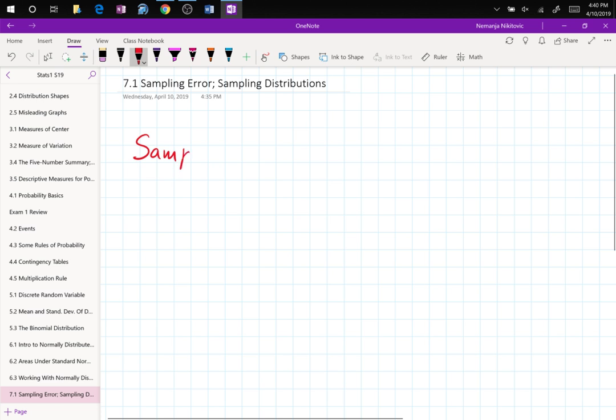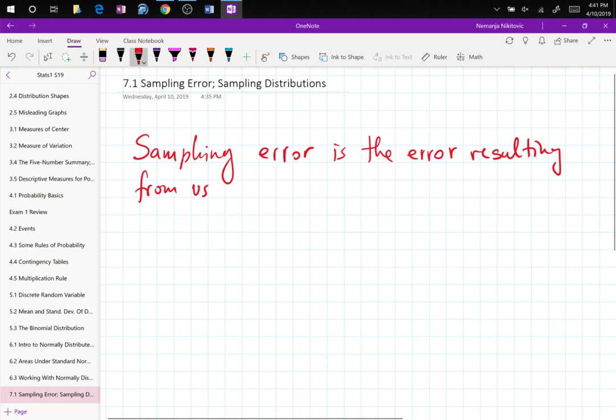So sampling error is the error resulting from using a sample to estimate a population characteristic.